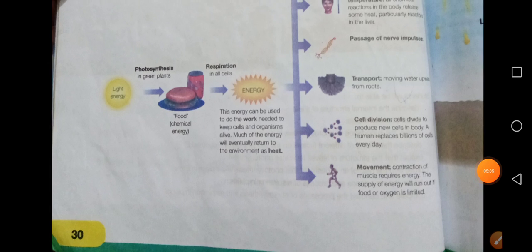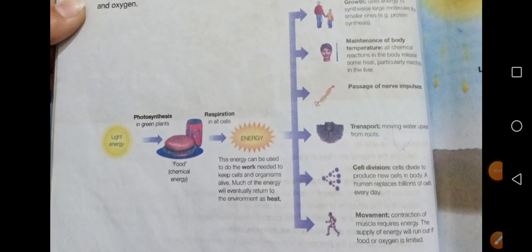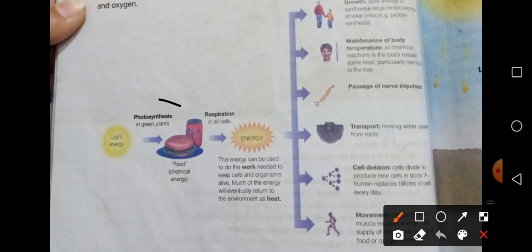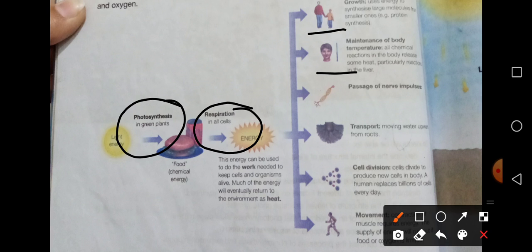Look at the diagram at the bottom of the page. Photosynthesis and respiration. In this diagram, they have told us that during the process of photosynthesis, food is made. And then in respiration, food is broken down, and from it energy is produced. And then we use that energy for the growth, for the maintenance of the body.